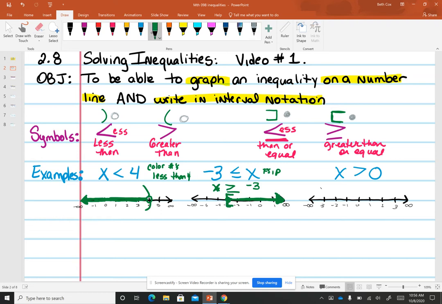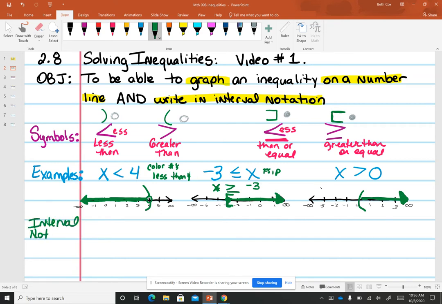This next one says x is greater than 0. So I color the numbers greater than 0. It doesn't have an equals, so it's open. I get a parentheses. Now here's how we do the interval notation.